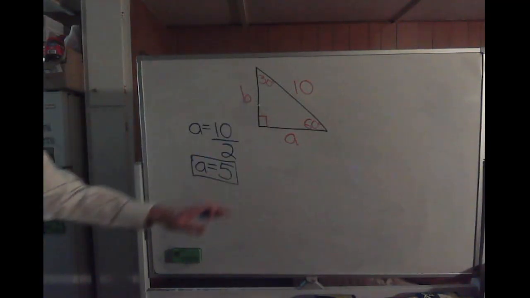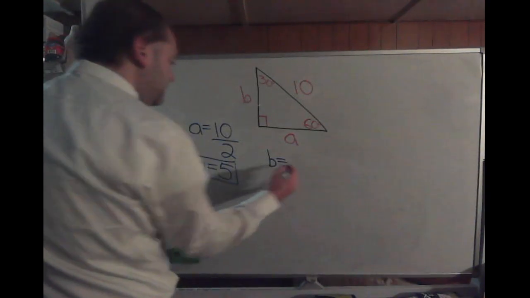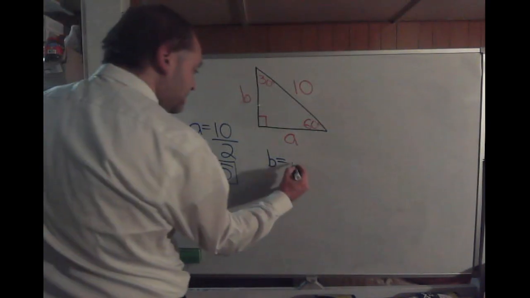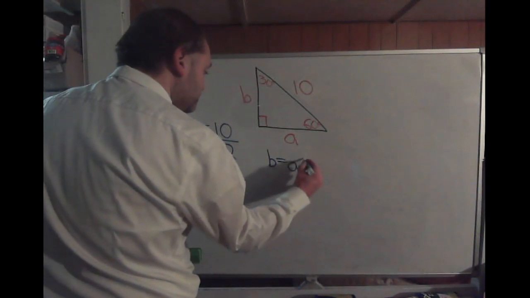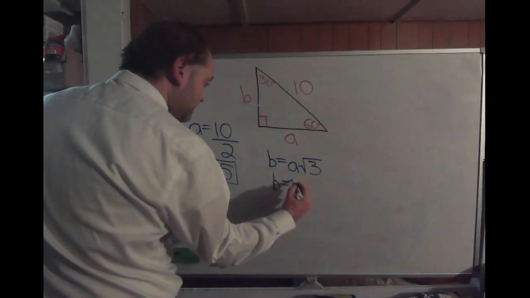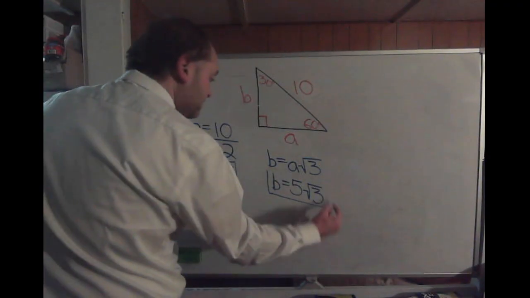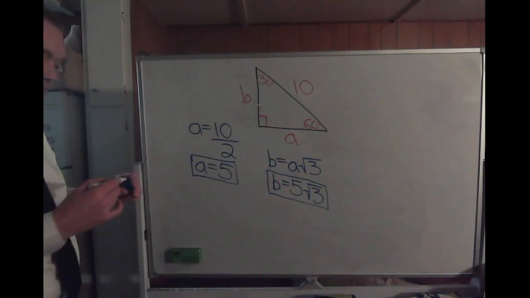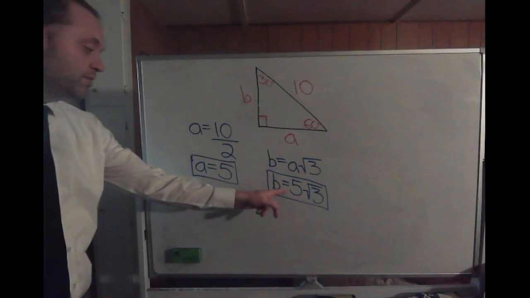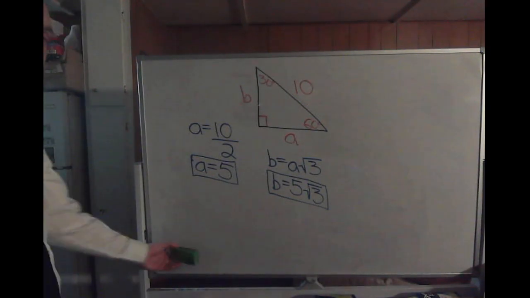And now, once we found the length of our shorter leg, we can find the length of our longer leg across from the 60-degree angle. B is just going to be equal to the length of A times the square root of 3, which literally would give you that B is equal to 5 times the square root of 3. So the length of the longer leg, B, is equal to 5 times the square root of 3. The length of your shorter leg, A, is equal to 5.